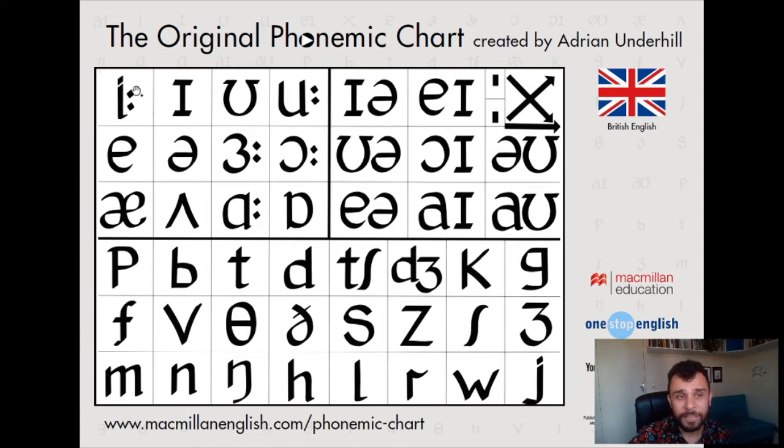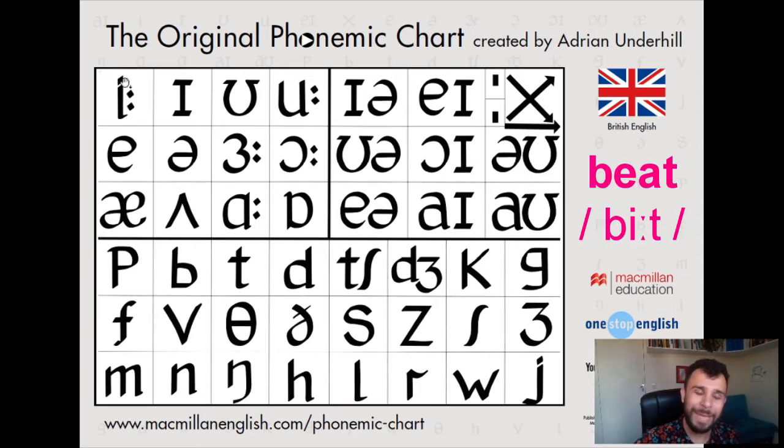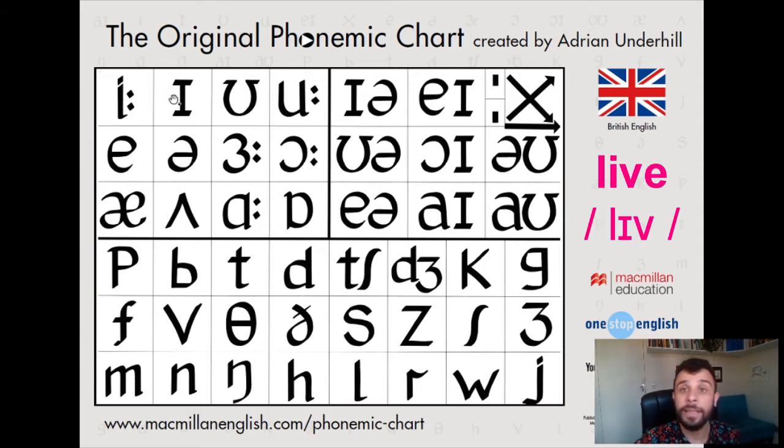Now, something for us to take a look at in this chart is that some of the symbols here have these two dots. They're called colon. And what do they mean? It means that this sound is long. E as in tree, sea. E as in fish, bit, beat, leave, live. So you see, this sound here is a short vowel sound.